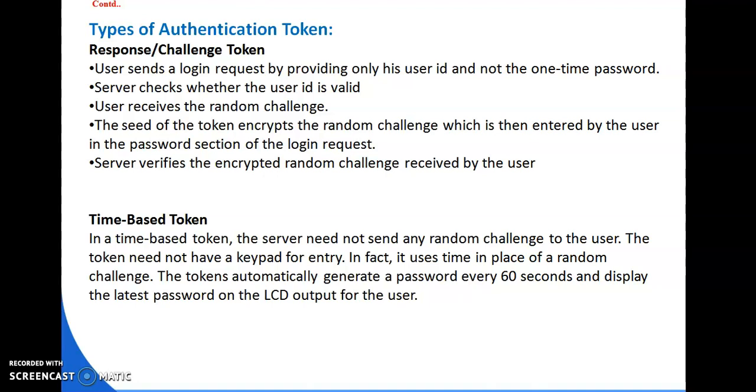It uses time in place of a random challenge. Compare it with OTP: one OTP is a manual process, the other is automatic. Everybody finds that one OTP comes automatically filled in and starts to open the application. But with the other, you have to open the message and then enter the OTP manually, right? Now these are the differences.